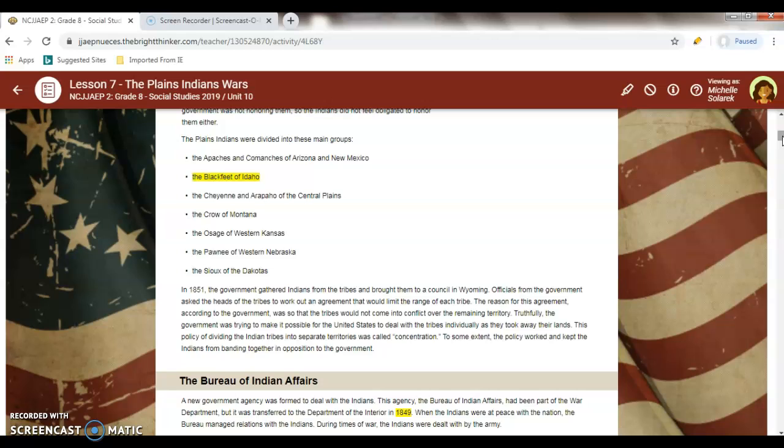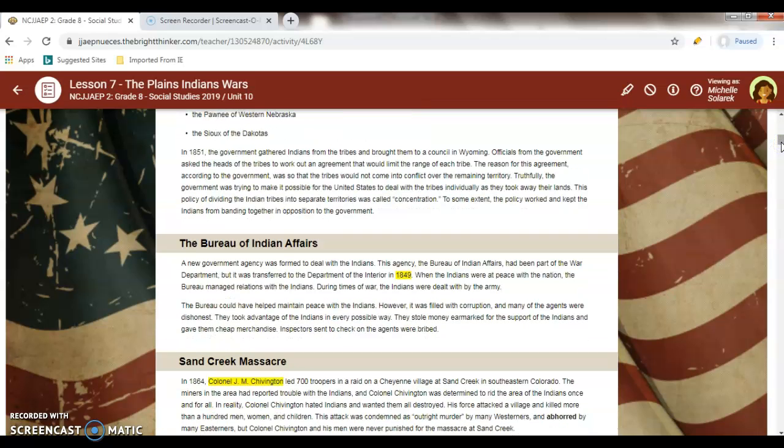In 1851, the government gathered Indians from the tribes and brought them into council in Wyoming. Officials of the government asked the heads of the tribes to work out an agreement that would limit the range of each tribe, and the reason for the agreement, according to the government, was so that the tribes would not come into conflict with the remaining territories that they bought over. And the government was making it possible for the United States to deal with the tribes individually as they took away the lands. This type of policy was dividing the Indian tribes into separate territories called concentration. And to some extent, the policy worked and kept the Indians from banding together in opposition to the government.